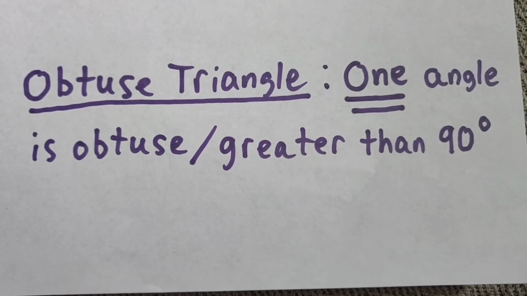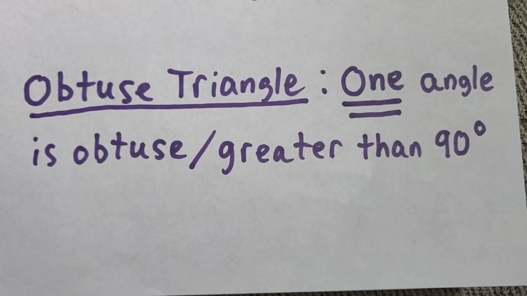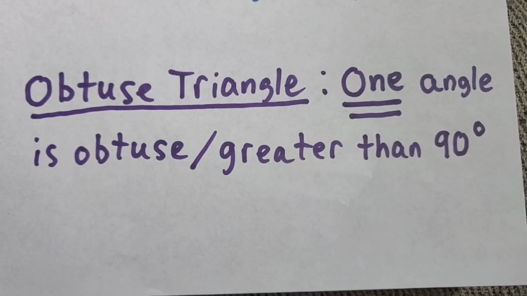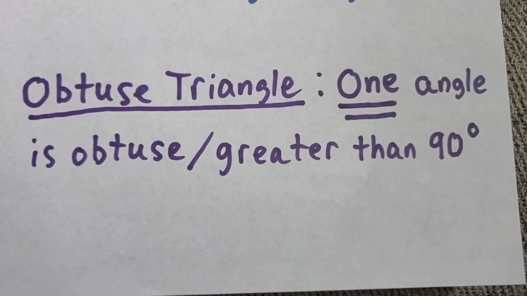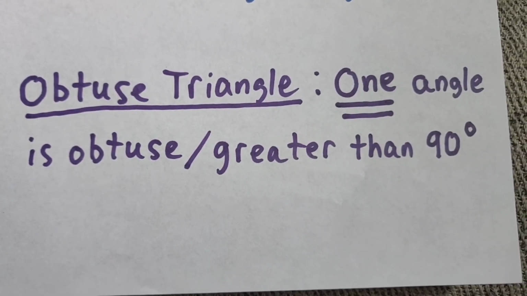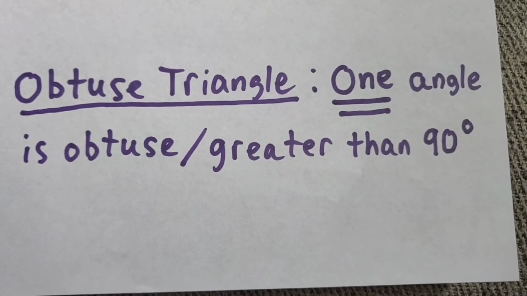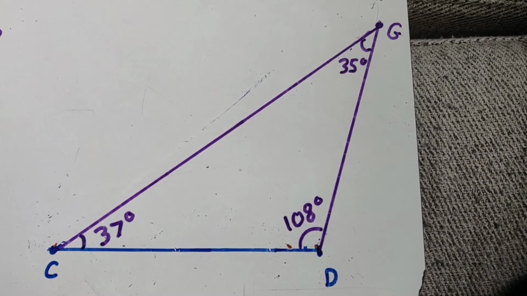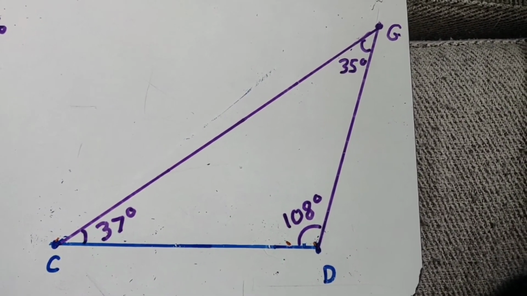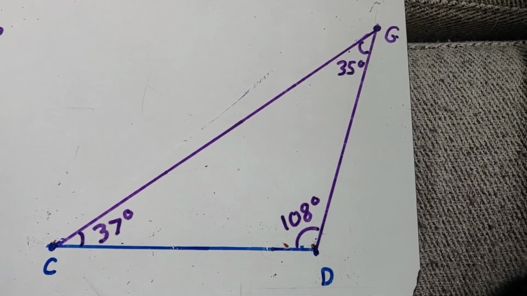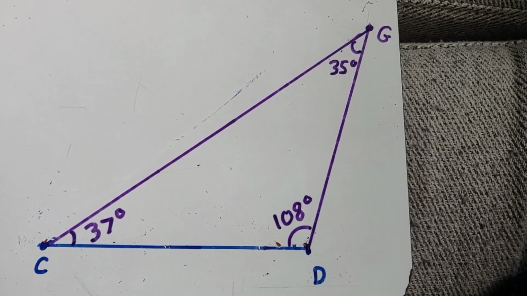And we already learned that a triangle where one angle is obtuse, or greater than 90 degrees, is an obtuse triangle. This triangle that we just looked at had one angle of 108 degrees, so this is an obtuse triangle because angle CDG is an obtuse angle. It's a triangle with one obtuse angle, which makes it an obtuse triangle.